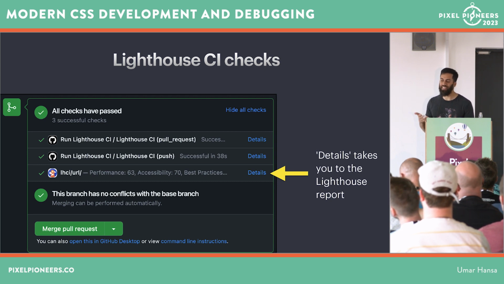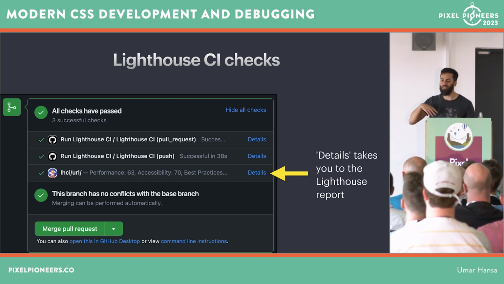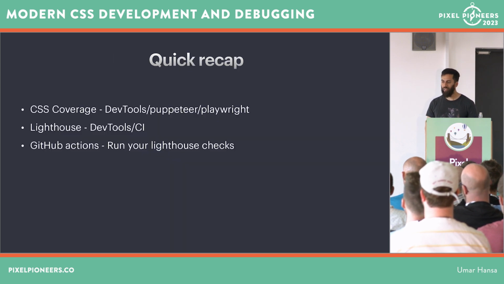And this is basically the end result. The whole point of me talking about this was to get to this point. It's the ability to commit code or submit a pull request to your repository and either fail that build or pass. And it allows you to actually see whether you've gotten better or gotten worse. Cool, quick recap. So we saw CSS coverage with Devtools, Puppeteer, Playwright, it works in all of those tools. Lighthouse, Devtools, and CI versions. And then finally GitHub Actions, which kind of encompasses those two, at least in the use cases that we saw.